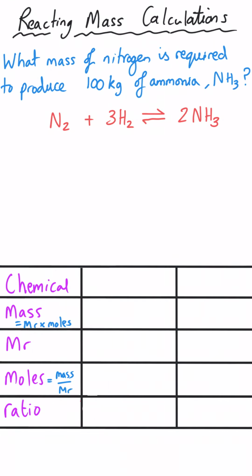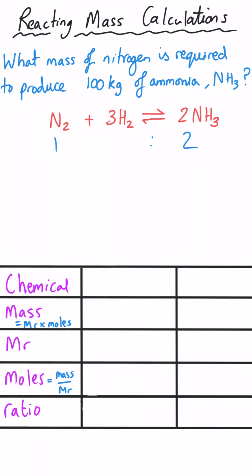A second application of the grid method is something called reacting mass calculations. So for instance, in this question, we've been asked what mass of nitrogen is required to produce 100 kilograms of ammonia. So if we inspect this equation, we can see that nitrogen turns into ammonia in a 1:2 ratio.